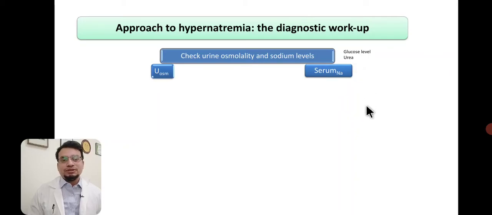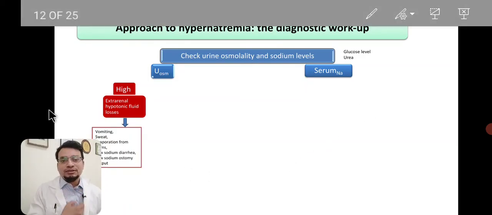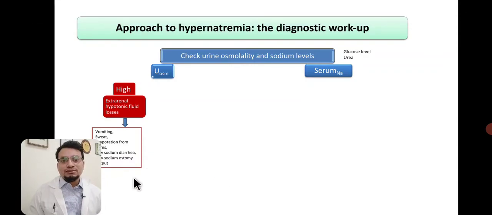So urine sodium can be high, normal, or low. If the urine osmolality is high, the urine is concentrated, that means that extrarenal losses are there, like vomiting, excessive sweating, evaporation from burns, and also low sodium diarrhea, low sodium colostomy output. All those are the extrarenal mechanisms of losing water, and can lead to hypernatremia, in which the urine will be very concentrated. Urine osmolality will be high, more than 300.